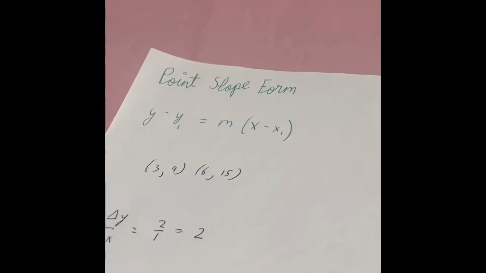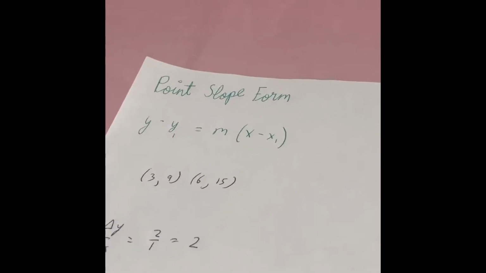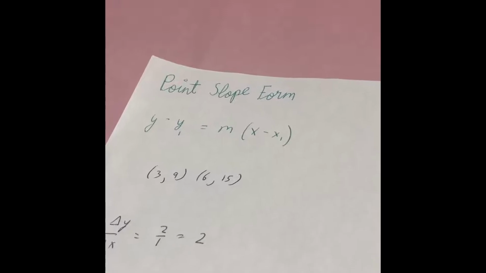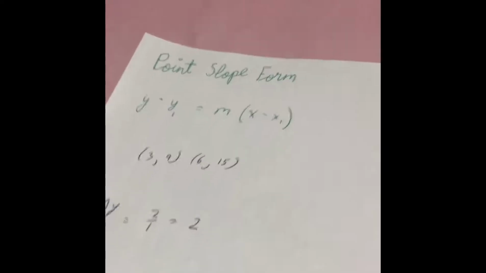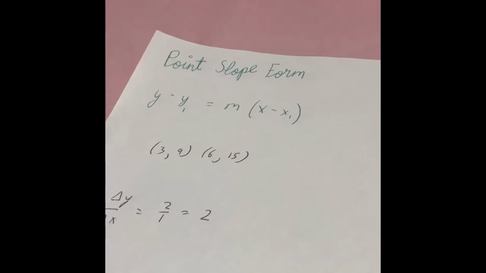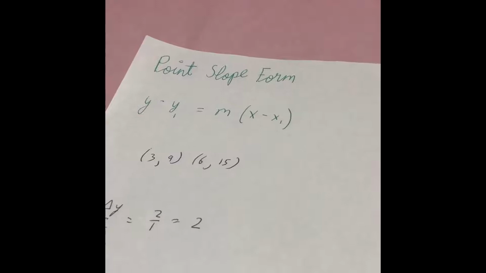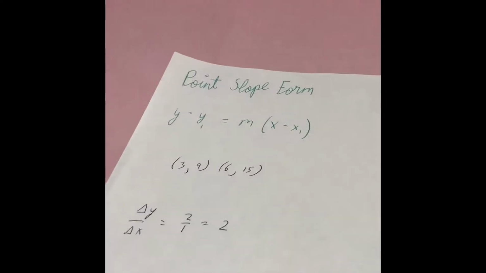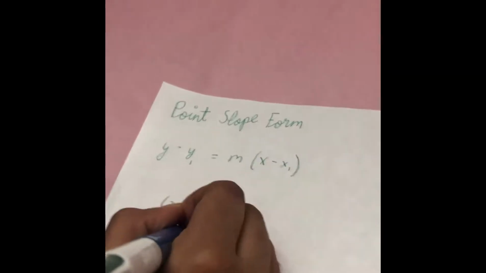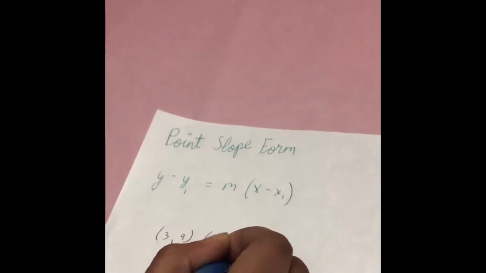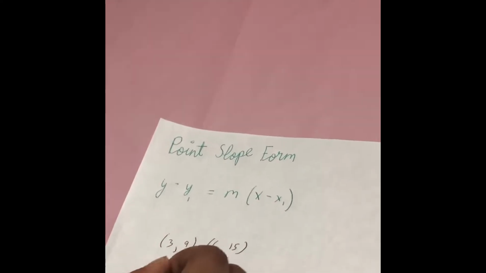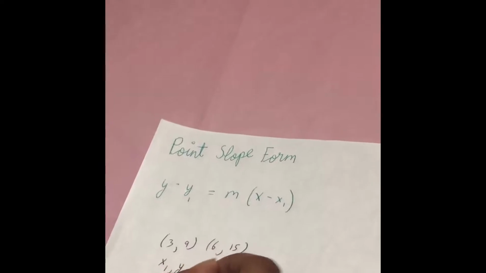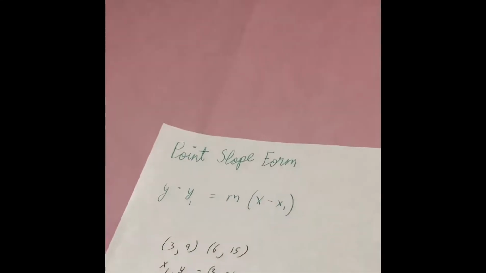So example 1, point-slope form when 2 points are given. A line passes through 2 points, (3, 9) and (6, 15). What would be the point-slope form of the line? To figure that out, we need to find the slope. That would be step 1. So x1 and y1 is 3, 9, right? And x2 and y2 is 6, 15. So now we know what those are.